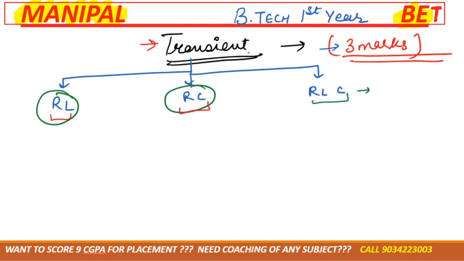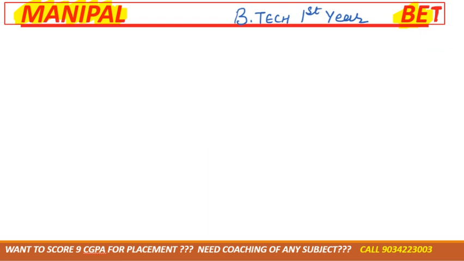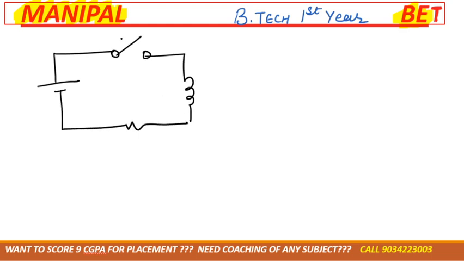and RC. So see, in RL circuit, inductor is there, in RC circuit capacitor is there. So for this, first of all you need to study about the switch movement, how exactly the switch will work. Like suppose this is the RL circuit and there is a switch at t equal to 0. They'll write it like this, t equal to 0. So there are three conditions.